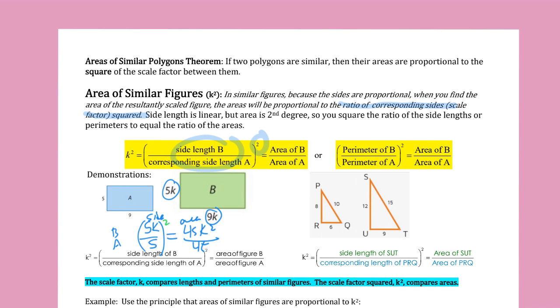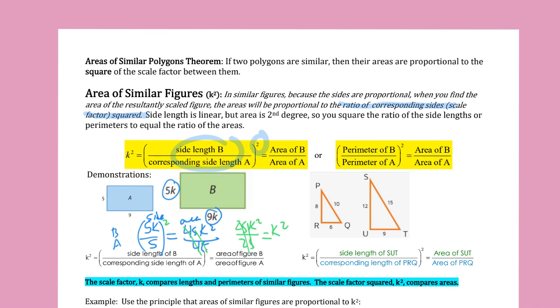And so what you would get would be 25K squared over 25. If these cancel out, you cross these out, and it equals K squared. So it looks like it's true. If you just write the ratio of the sides and square it, that will equal the ratio of the areas, okay? And if you do it numerically, the same thing is true. Again, I'm not going to have you show it. I'm just going to have you use it.